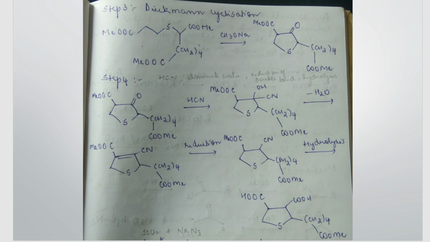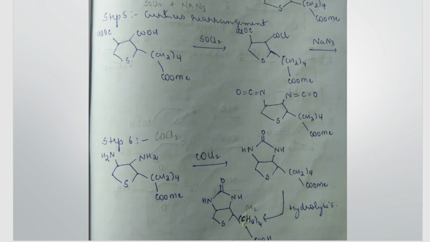Next is step number 5, that is the Curtius rearrangement, where we are treating it with SOCl2 and NaN3. So first step is to treat it with SOCl2. When you are treating with SOCl2, what happens? On both sides, the OH group will get replaced by chlorine. So here you can see one OH group has been replaced by chlorine, and even on the other side this OH group has been replaced by chlorine.